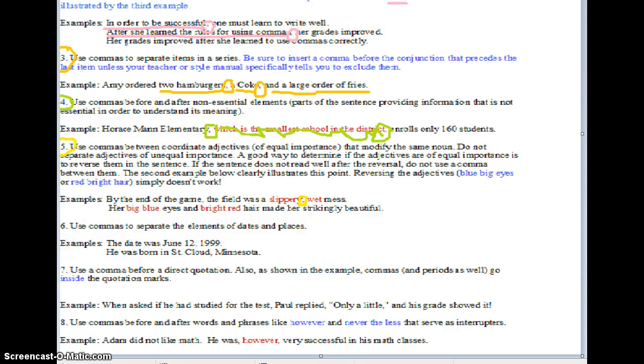Comma rule number 6. Comma rule number 6 states that you use commas to separate elements of dates and places. For example, the date was June 12th, comma, 1999. He was born in St. Cloud, comma, Mississippi. As you can see in the first example, we are separating the day from the year via the comma, and in the second example, we are separating the city from the state.